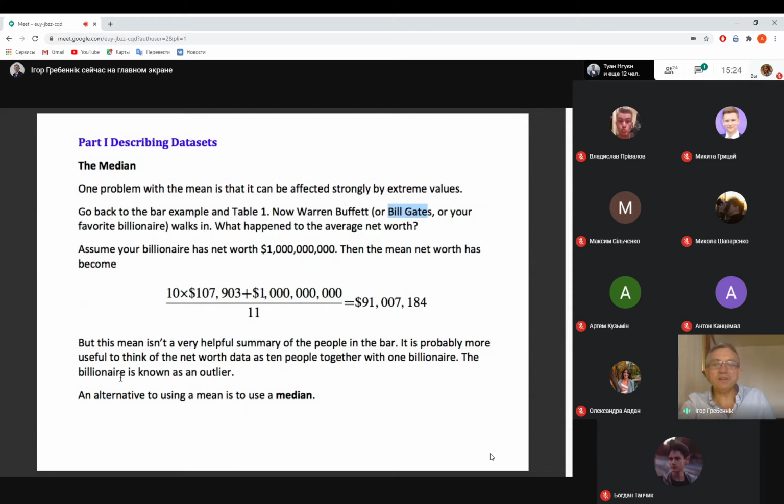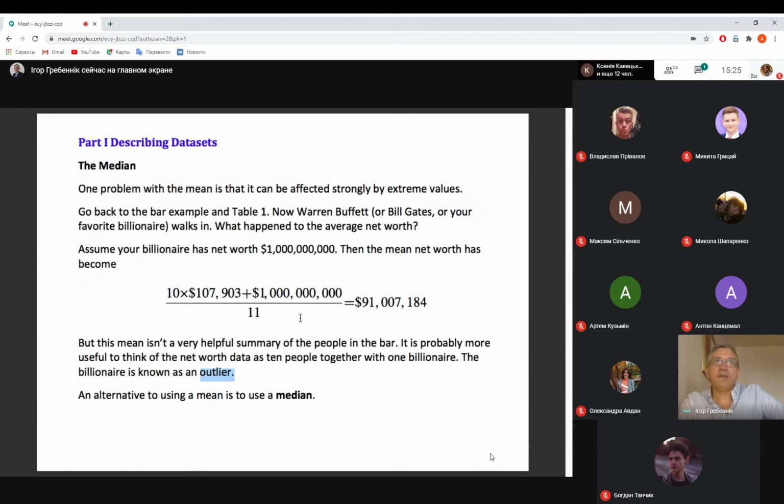The billionaire is known as an outlier. What is an outlier? An outlier is an element of a data set which is situated far from all the other elements. The element is not the same, not similar to the main part of the elements. All people have only $100, but one person has 1 billion.